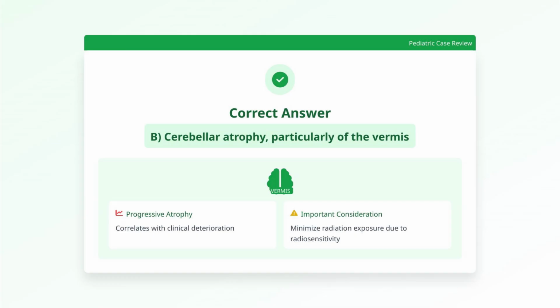Cerebellar atrophy, particularly of the vermis, is the most characteristic radiological finding in ataxia telangiectasia. This atrophy is progressive and correlates with the clinical deterioration in motor function. It's important to note that patients with ataxia telangiectasia have increased sensitivity to ionizing radiation, so radiological studies should be limited to those absolutely necessary, and MRI is preferred over CT scans.